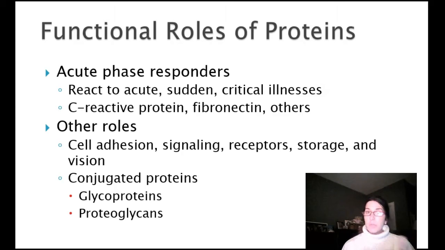The negative acute phase responders, such as prealbumin and albumin, go down in response to infection, stress, cancers, things of that nature. So you have 2 different types of responders. One goes up, one goes down. But that'll be important later when we talk about albumin related to nutritional status. Other roles: cell adhesion, signaling, receptor storage, vision. There are a number of roles, very, very important in human nutrition and maintaining homeostasis. Also conjugated proteins I failed to mention: glycoproteins, proteoglycans.